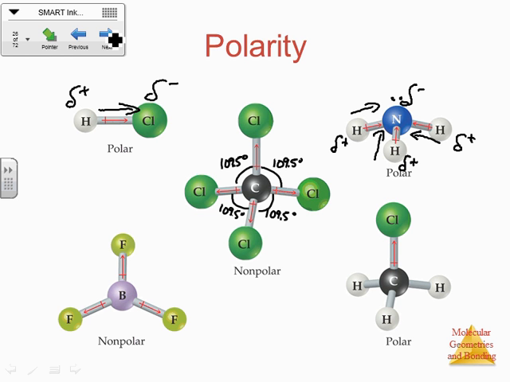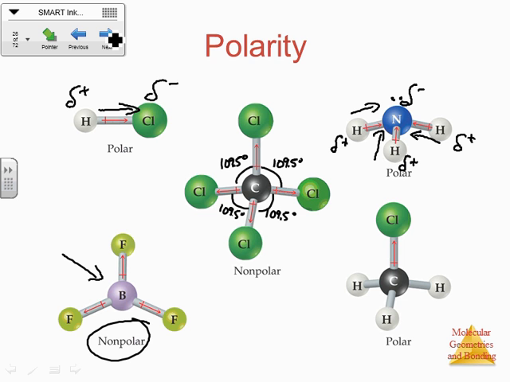Now with the carbon tetrachloride here, these are all 109.5 degree angles. And so the chlorines are pulling the electrons away at exactly opposite angles, and this overall, because it's a symmetrical molecule, ends up canceling out, and so this is non-polar. The BF3 down here, same thing. The fluorines are all pulling the electrons out away from the boron, but because it's symmetrical, then the dipoles end up canceling each other out, and overall it's non-polar.